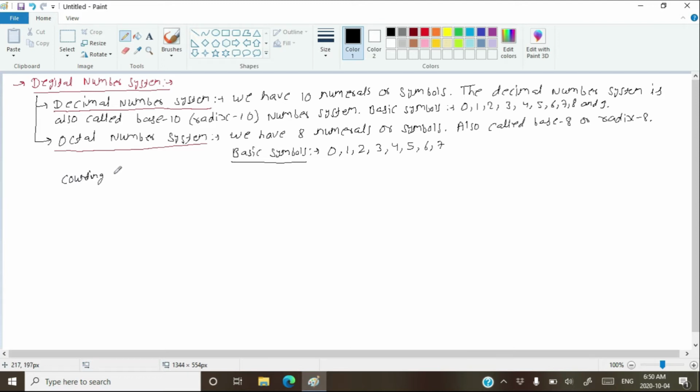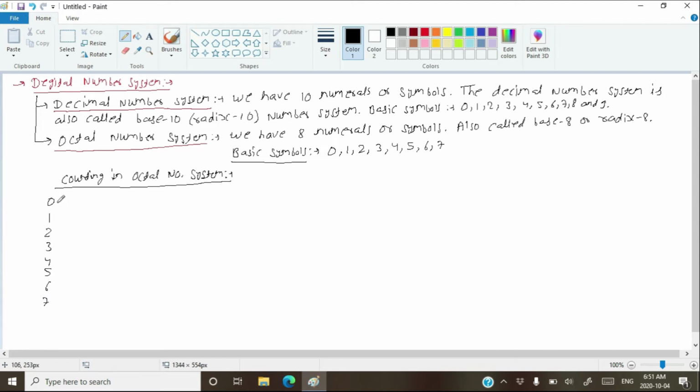So let's do counting in the octal number system. The counting rules in the octal number system are the same as the counting in the decimal number system. That's why I have shown you the counting in the decimal number system beforehand. Okay, so let's start the counting. You start with the basic symbols, that is 0, 1, 2, 3, 4, 5, 6 and 7.